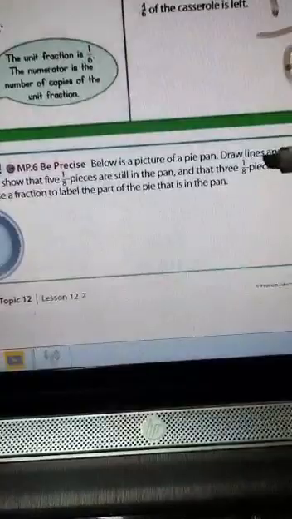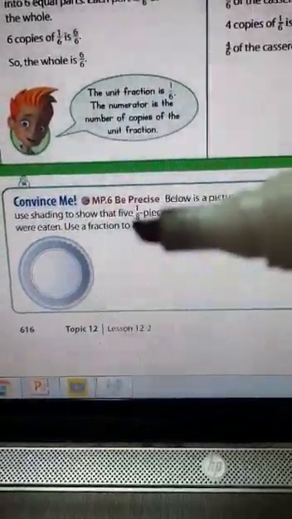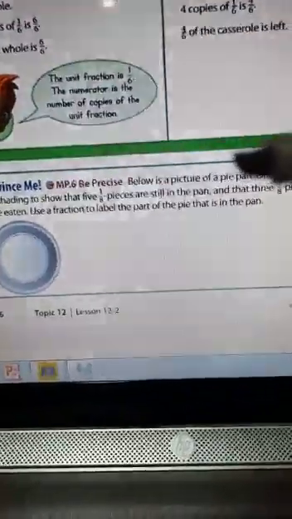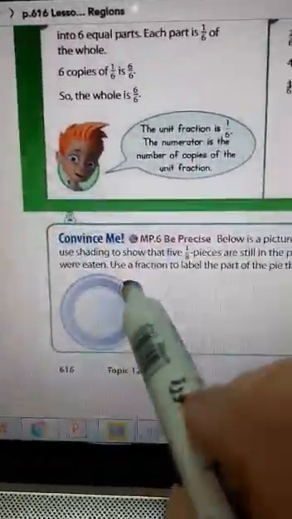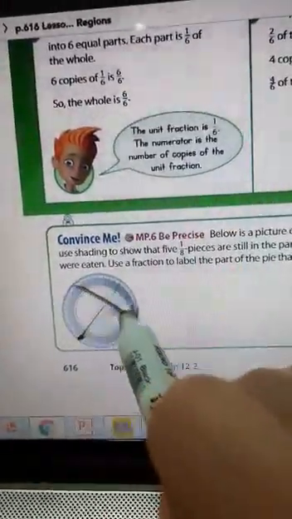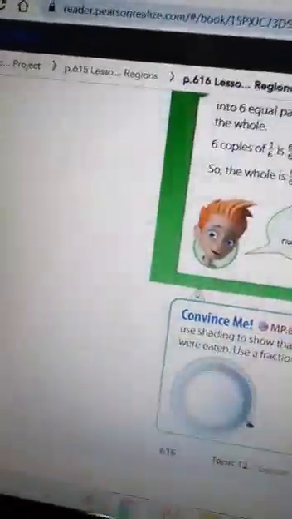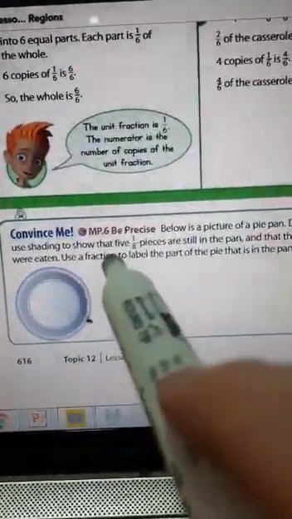The last question said, below is a picture of a pie pan. Draw lines and use shading to show that 5 from 1 unit of 8 pieces are still in the pan. So first let's divide it to what? To 8. You should divide it if you can. But how many left? How many left?